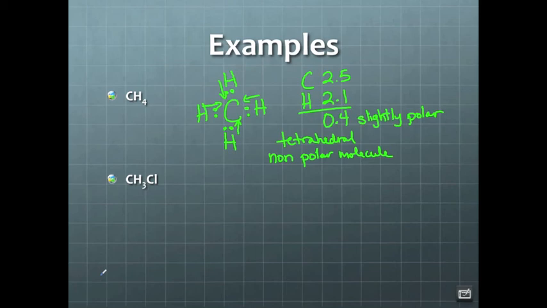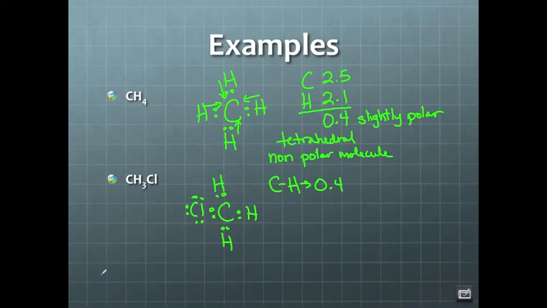If we look at CH3Cl, we still put our C in the middle with its 4 electrons. We put our H's on 3 sides. We fill in all the electrons. Now we've got to look at a couple different electronegativity differences. We've got to look at the difference for anything bonded together. So we've already done CH. We know the CH electronegativity difference was 0.4. Now we have to do C and Cl.